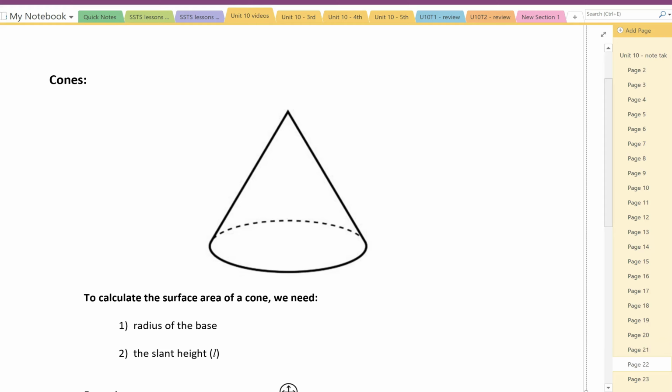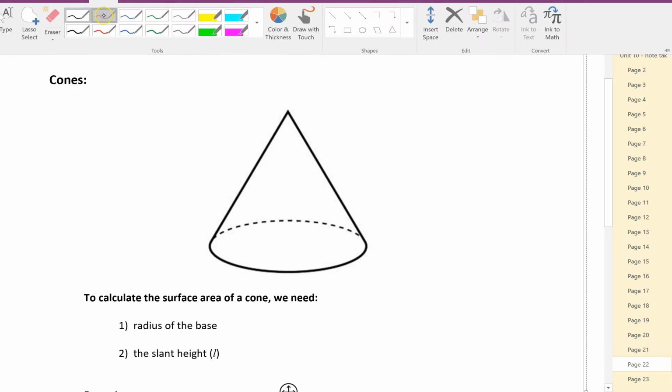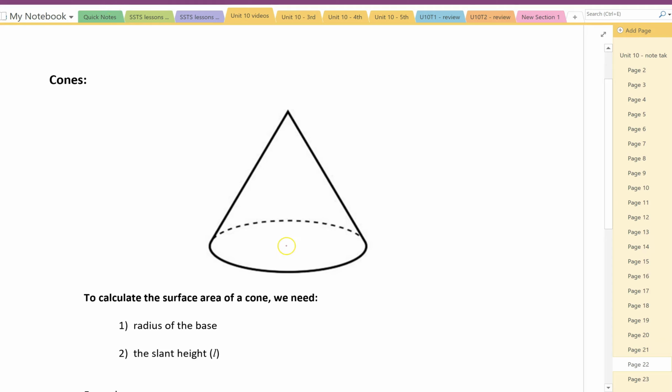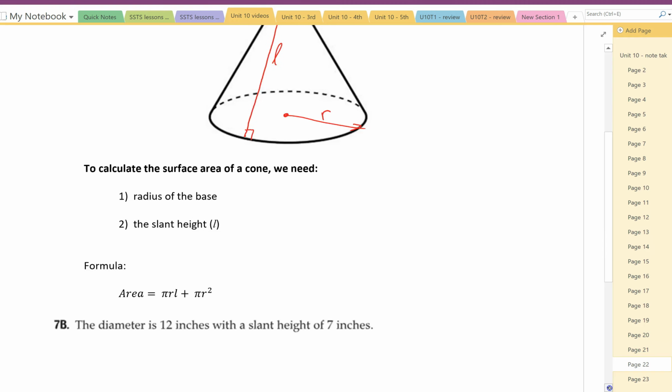All right, now let's do the surface area of a cone. Cones are pretty easy. I need two things. I need to know the radius of the base, so I need to know how far it is from the center of the base out to the edge of the base. Then I need to know the slant height, which I'm going to call L here. So the slant height is really any line that goes directly from the top of the cone down to the edge of the base. Slant height, which I said I was going to call L. If I know those two things, I can figure out the surface area of a cone.